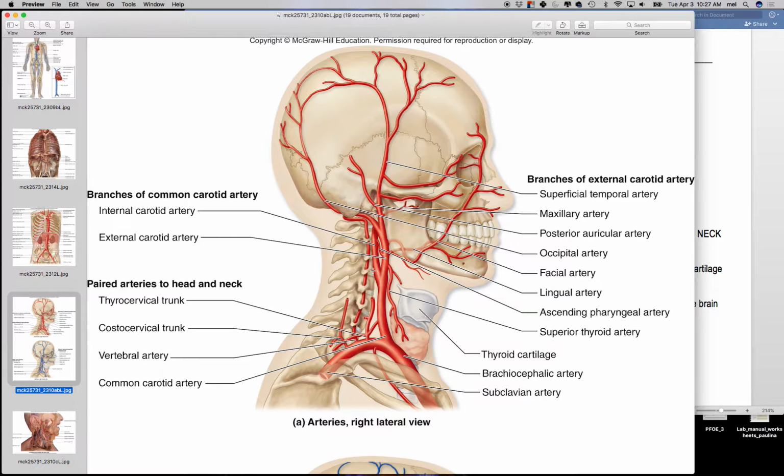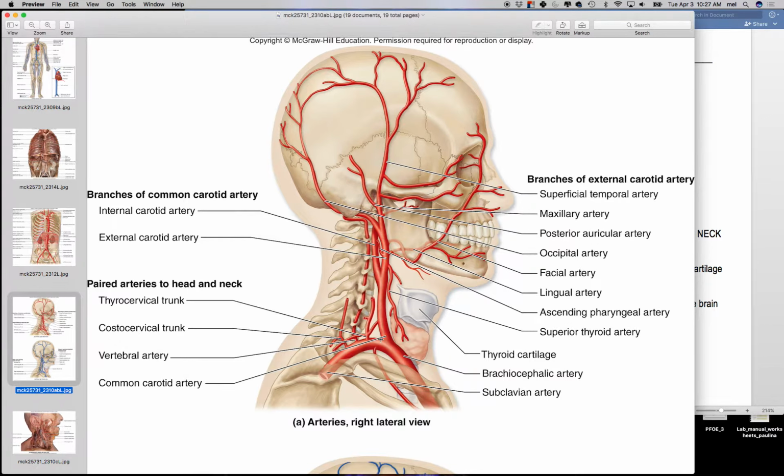It gets upset really easily. It'll make you pass out if it's upset. It's like the brain doesn't really play well with others. It's like, I don't care what's going on with the rest of the body, lie down if I say so. So this is the carotid sinus.